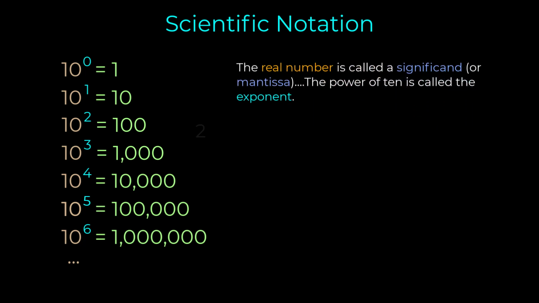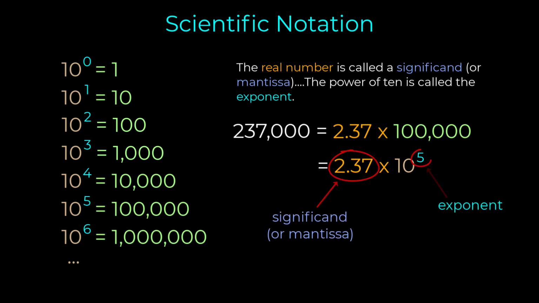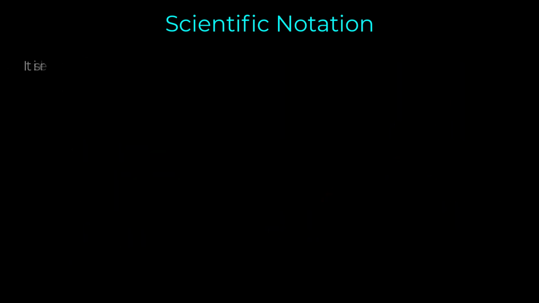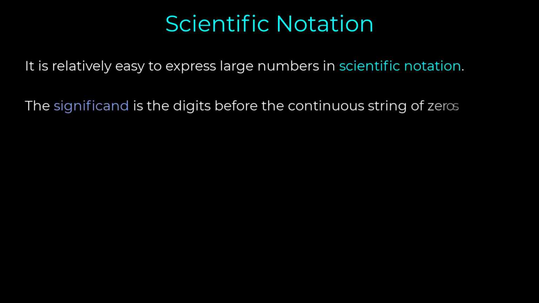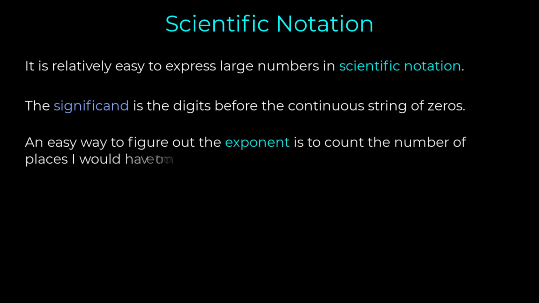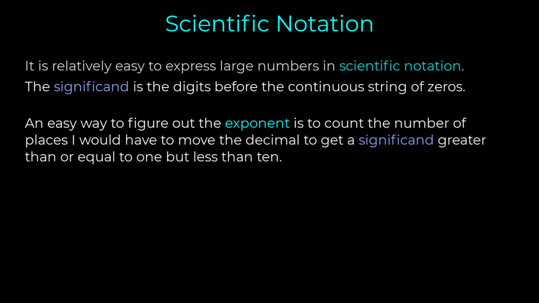For instance, I can write 237,000 as 2.37 times 100,000, or, much more usefully, as 2.37 times 10 to the fifth power. 2.37 is the significand, or mantissa, and the exponent is 5. It is relatively easy to express large numbers in scientific notation. The significand is the digits I have before the continuous string of zeros. An easy way to figure out the exponent is to count the number of places I would have to move the decimal to get a significand greater than or equal to 1, but less than 10.